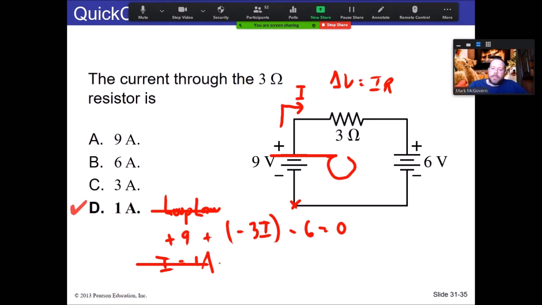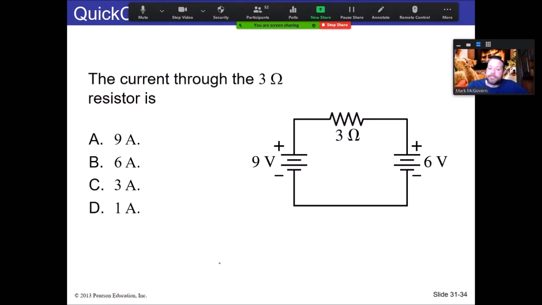Right. Now, let me do it differently. Let's say that we didn't go that way with the current. I mean, it was a guess. It was a good guess. The reason why it was a good guess is because you can see your 9-volt battery is stronger than the 6-volt battery. So that's likely going to dictate the current. But let's say I don't care about that. I'm going the other way. Nobody's going to tell me what to do. I'm going to go this way.